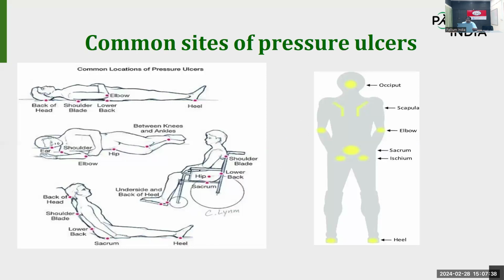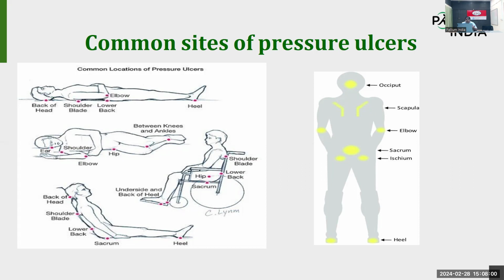Then these are some we can do detailed monitoring. So the common sites of pressure ulcers are mainly the back of the head, shoulder blade, lower back and heel. According to the positioning of the patient, the site may vary. So these are the common sites.